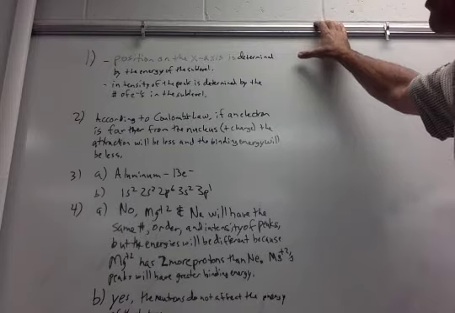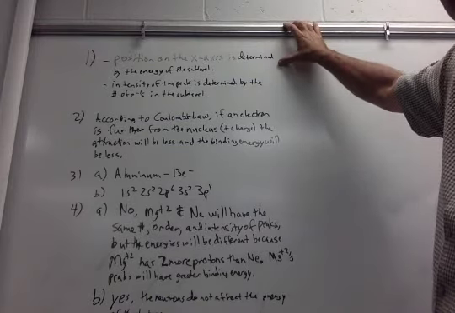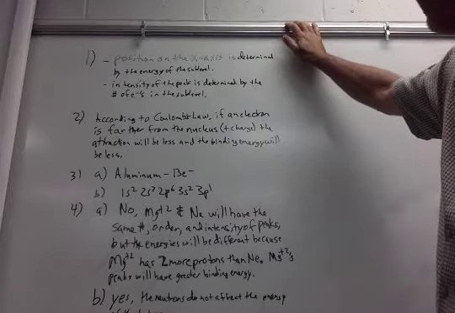And then the intensity of the peak is how many electrons have that much energy. So in other words, how many electrons are in a particular energy level or sublevel.